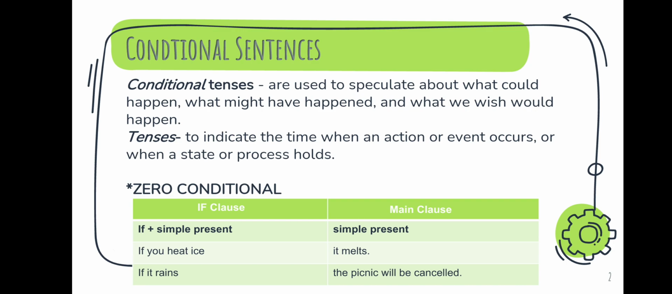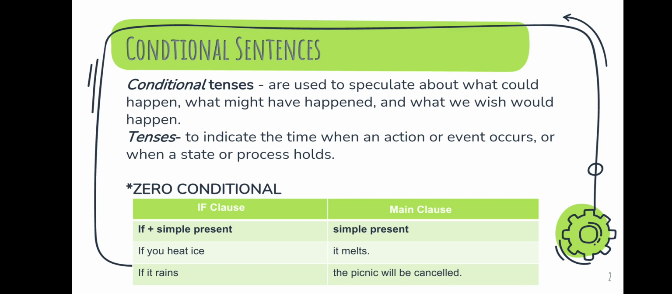The zero conditional is when the situation is: if these things happen, that thing happens. It is used when the time referred to is now or always and the situation is real and possible. The zero conditional is often used to refer to general truths. The tense in both parts of the sentence is the simple present.